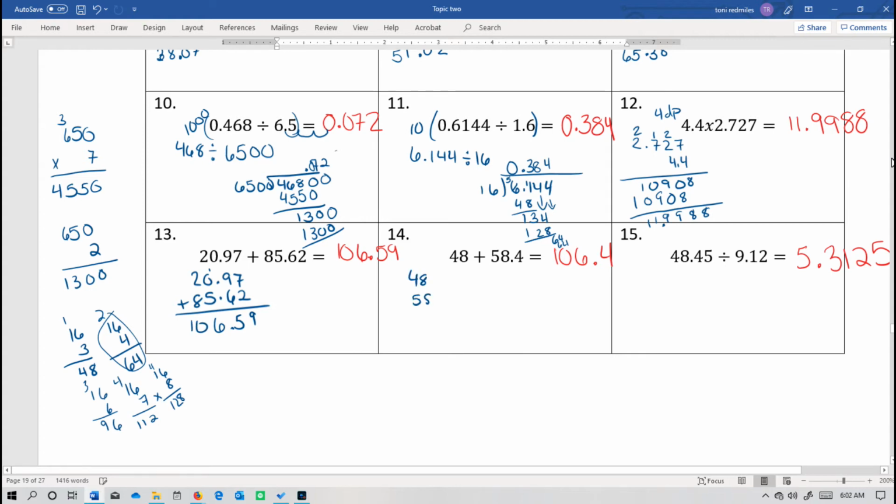I'm going to add some place values in. I'm going to add a 0.0. Doesn't change anything. Just makes my adding a little bit easier. Always bring down your decimal in adding and subtracting. And there's the answer to that one.